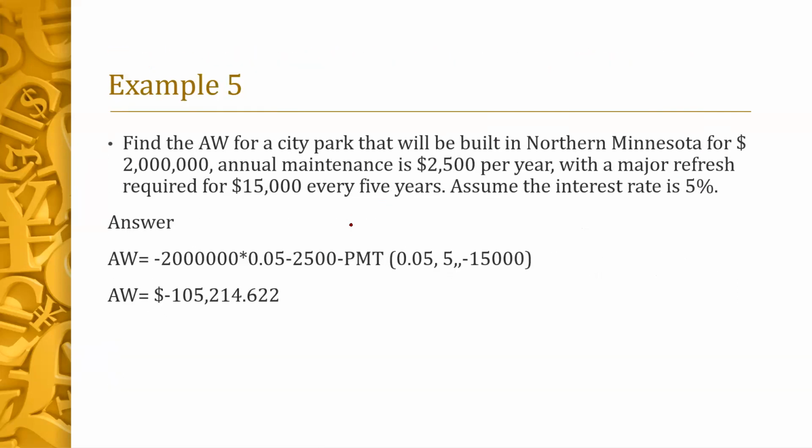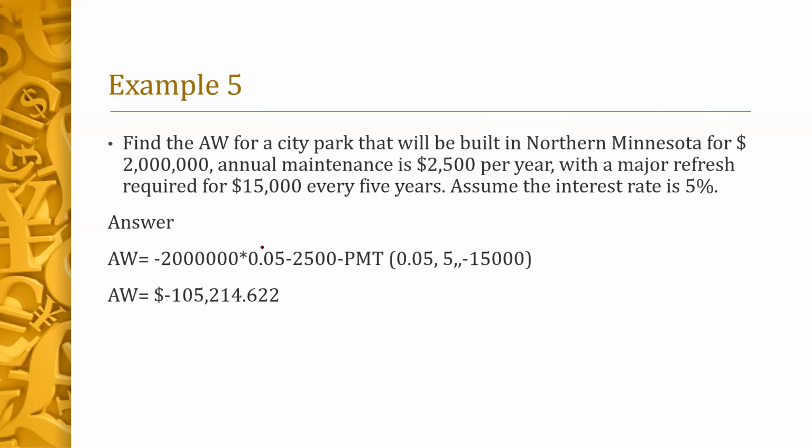Example number 5: find the annual worth for the city park that will be built in northern Minnesota for $2 million. Annual maintenance is $2,500 per year with a major refresh required for $15,000 every 5 years. Assume the interest rate is 5%.